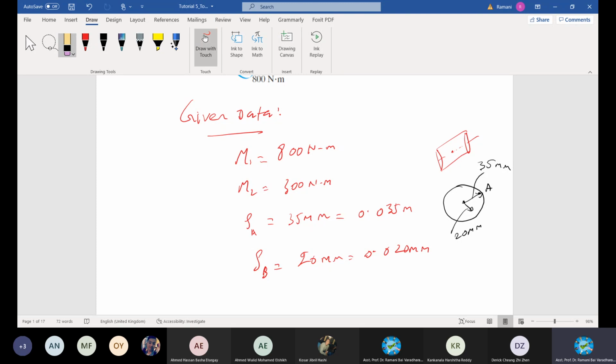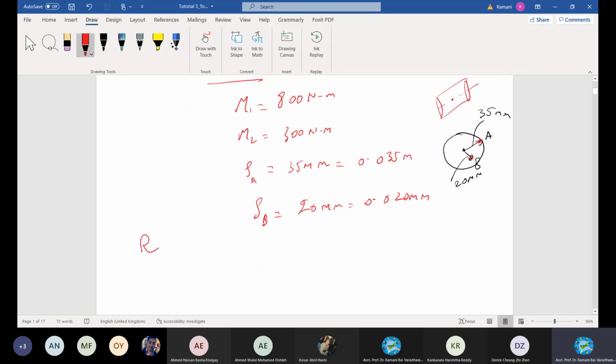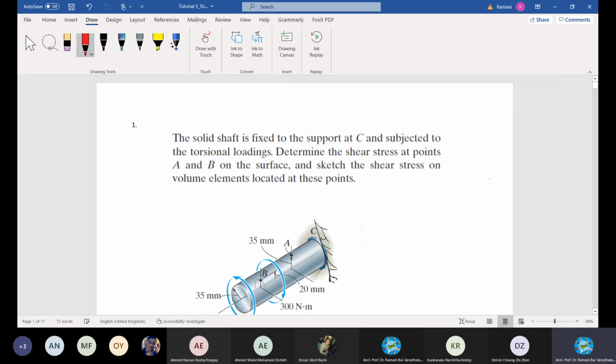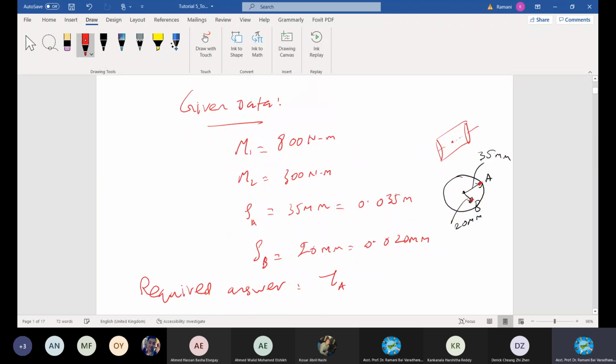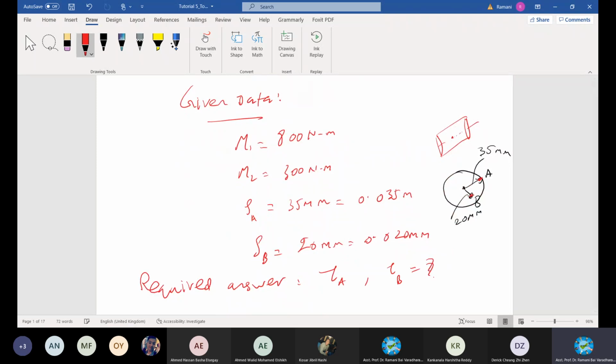Do you understand these points? In this view, you can understand where point B and point A are. Two things are given. If you want, I can mark in red. This is point B, this is point A on the surface of the element. Find out the stresses at this point and also draw the stresses. That is your question given. The required answer is to find the stresses and also the sketch. Shear stress at A and shear stress at B are asked.